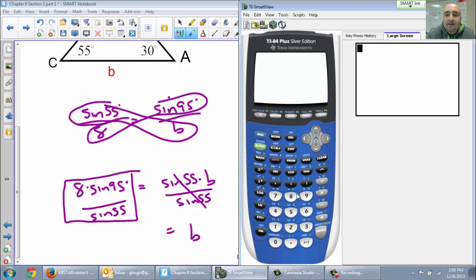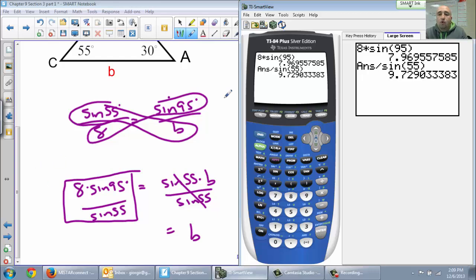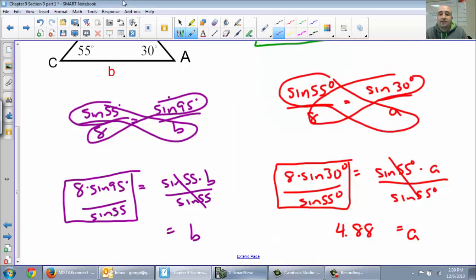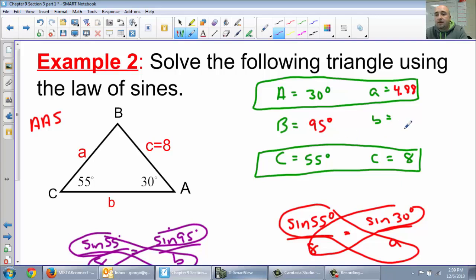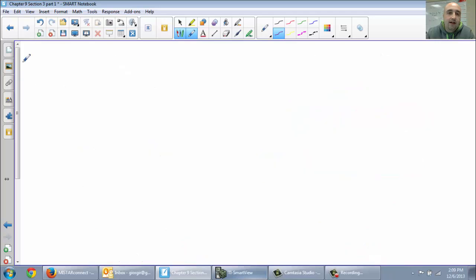On top, 8 times sine of 95, enter, divided by sine of 55, enter. I get 9.729, so 9.73. So I go back up to the top. Little b is 9.73. So what we've done now is found every angle and every side, and we used the law of sines to do this. That wraps it up.